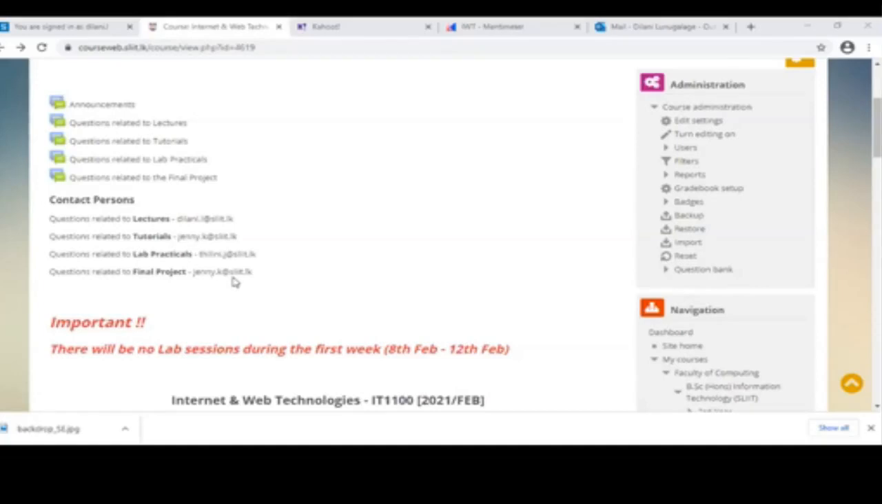Any problems regarding the final project and tutorials, you can contact Jenny, jenny.k@slit.lk. And any questions you have at the labs or any complaint, you can contact tilini.j@slit. So don't CC every mail to myself, no need to do that. These people themselves can solve your problems. If they can't, they will always come to me. So no need to CC each and every one. Please pick the correct person and drop the mail.